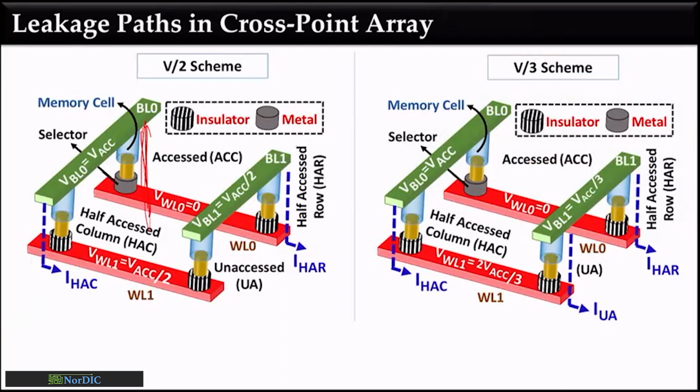But you don't have any choice. All of these other half access column and half access row cells will have some degree of current flow, and you cannot get rid of it. These are called leakage currents and sneak path currents. Oftentimes they're called sneak paths.